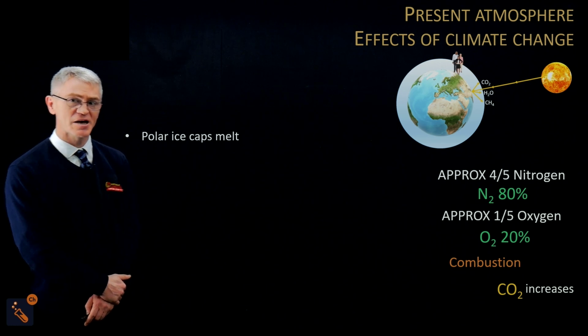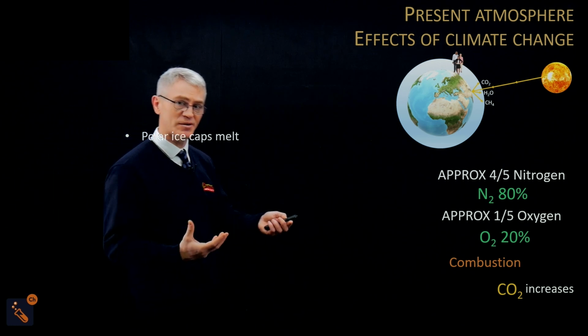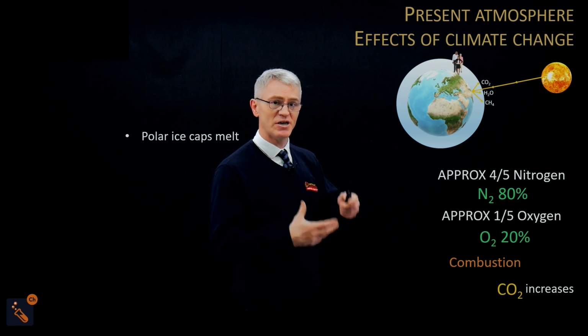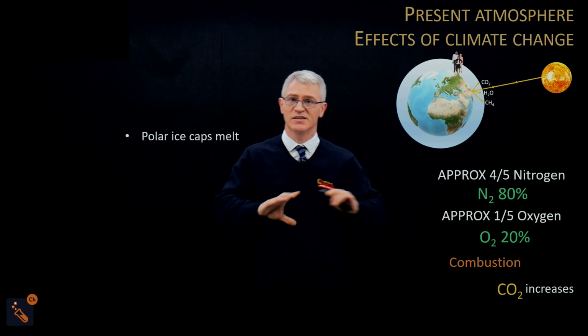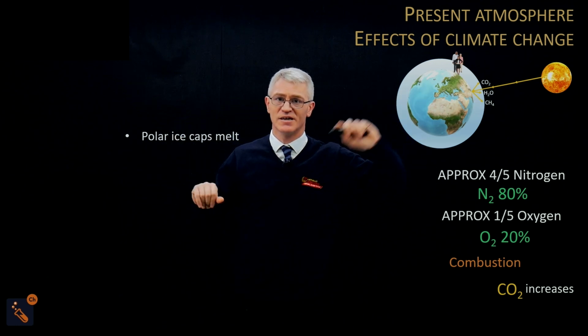Now, polar ice caps melt. That's because the global temperature is going to go up. If they do melt, we're going to release lots of methane. That methane is a greenhouse gas.